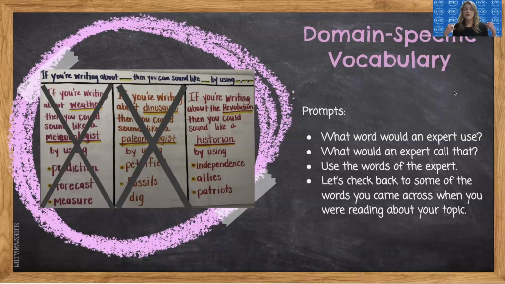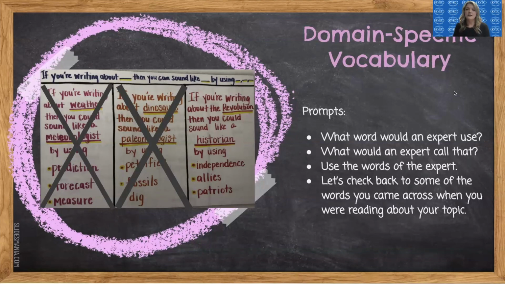So now you have them thinking, we're talking about the revolution and a person. So who would be an expert? Your goal is to have them think like an expert. So look at the prompts on the screen. These are some prompts that you can give them to try to get their mind going. You've got to help them think a little bit.